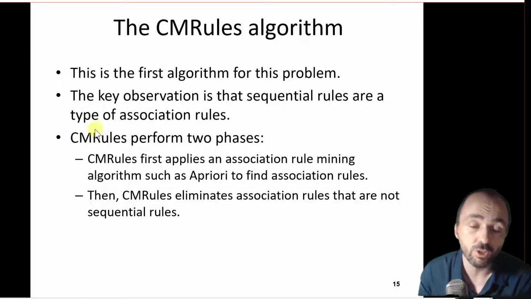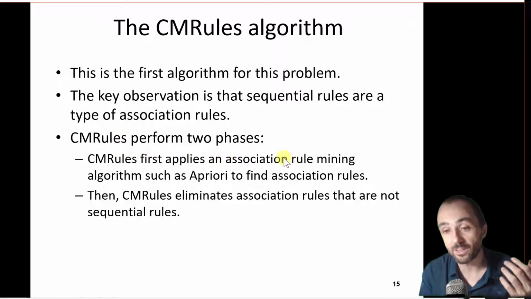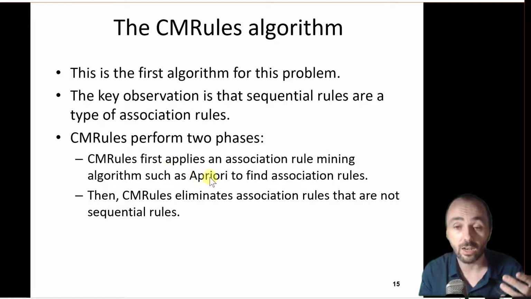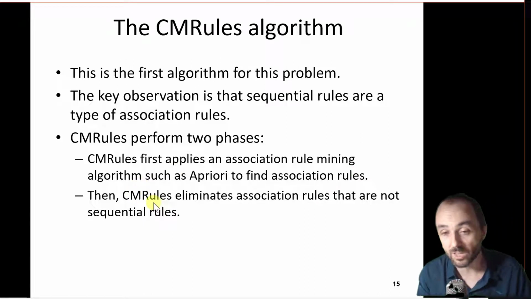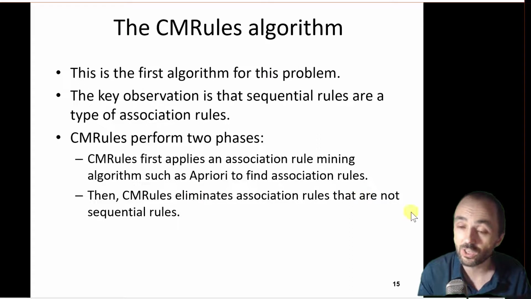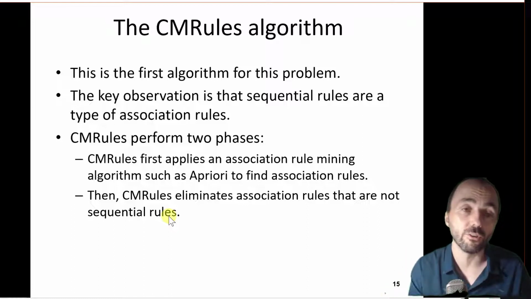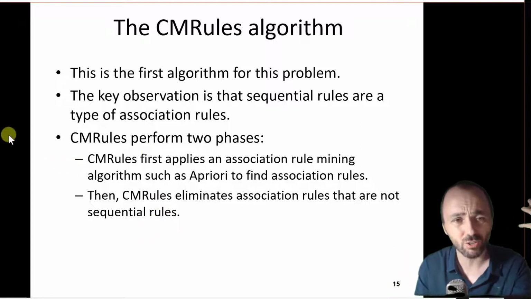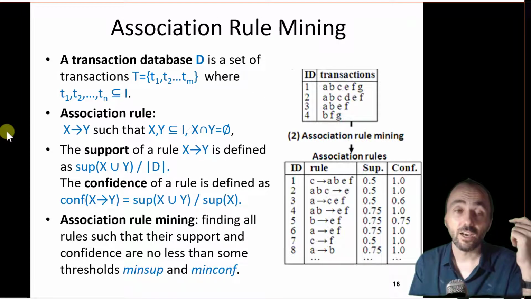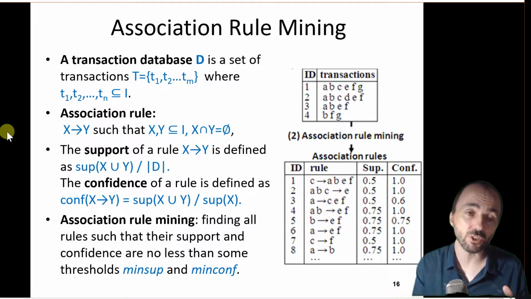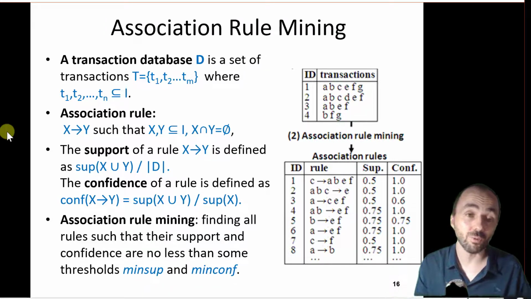So CMRules will use this idea to find the sequential rules. First, it will apply an association rule mining algorithm like Apriori to find the association rules, and then CMRules will do another step. It will eliminate the association rules that are not sequential rules. And finally, it will find all the sequential rules. So let's look at this in more detail. First, I think I need to review briefly what is association rule mining, because maybe you don't remember, or you did not watch my other videos.